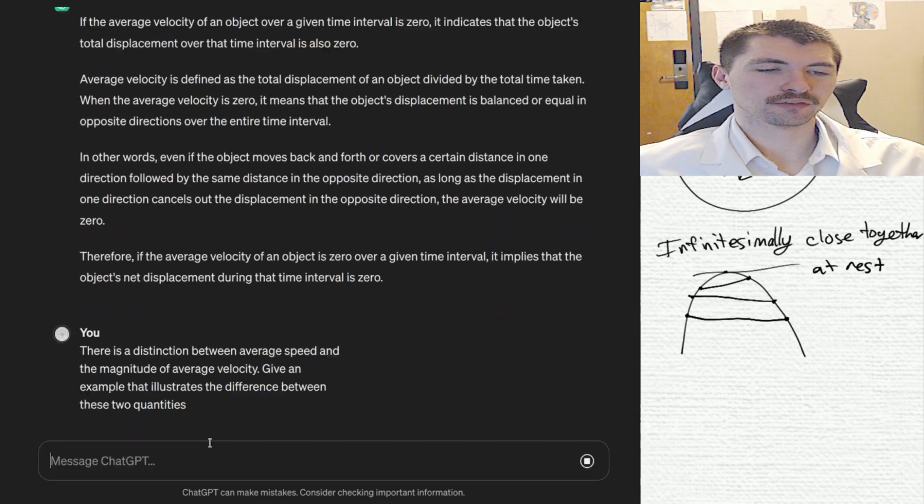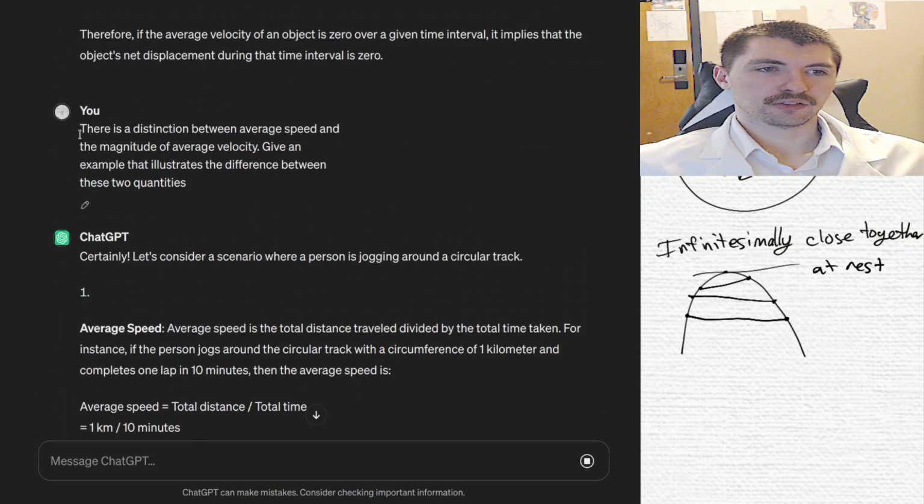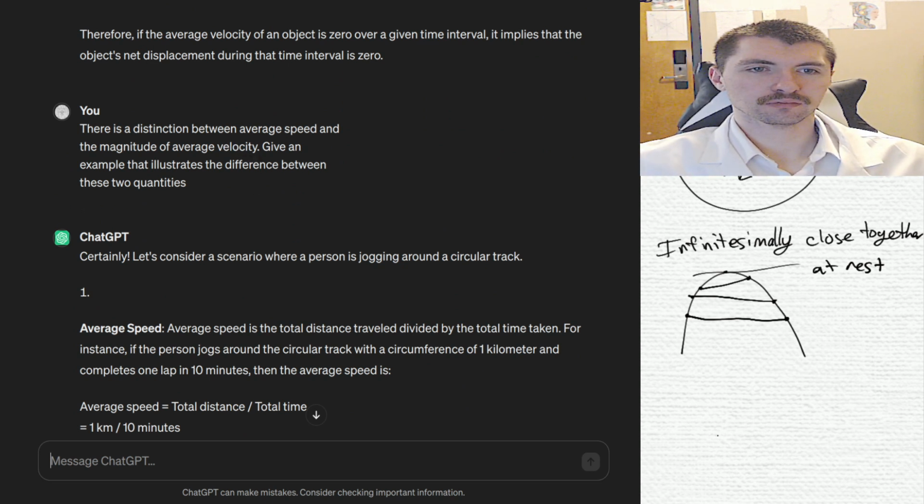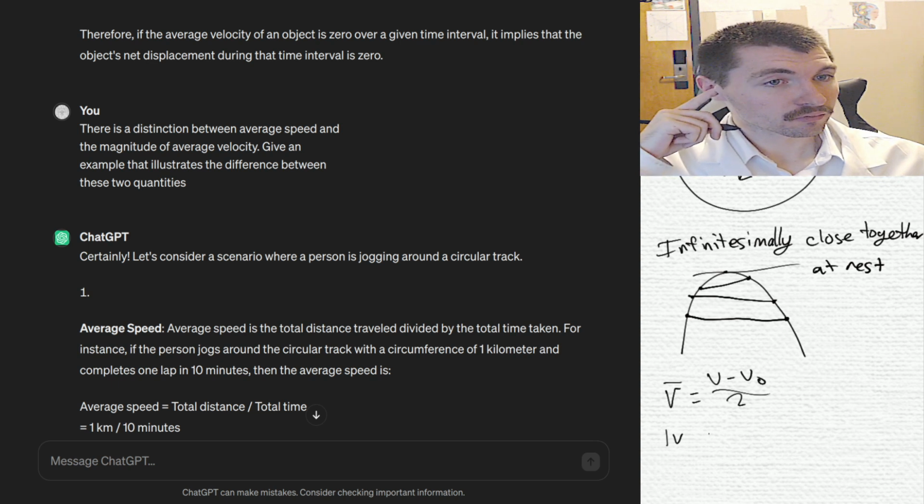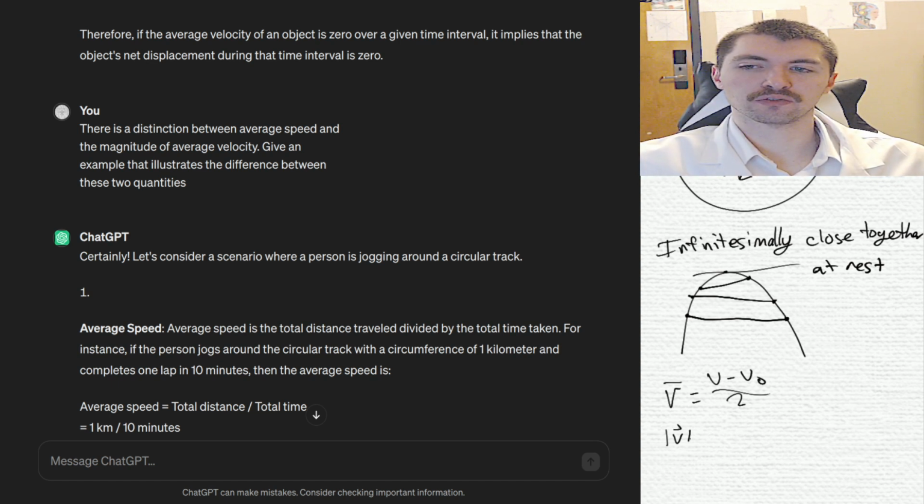Our instantaneous speed and velocity. So given that there is a distinction between average speed and magnitude of average velocity, we know average speed is the final v minus v naught over 2, and magnitude of v should just be the magnitude of v. Okay.